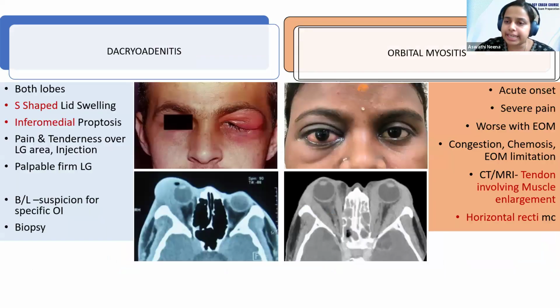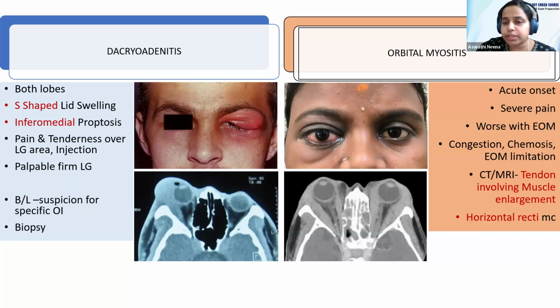If you see dacryoadenitis, either of the lobes can get involved. If the palpebral lobe gets involved, you have an S-shaped ptosis, or if the orbital lobe gets involved, you have an inferomedial proptosis. There will be pain and tenderness and a palpable lacrimal gland with injection over the lacrimal gland. And if you have a bilateral disease, then your suspicion for specific inflammations like sarcoidosis or IgG4 goes up. And this is the easiest to biopsy among the lot.